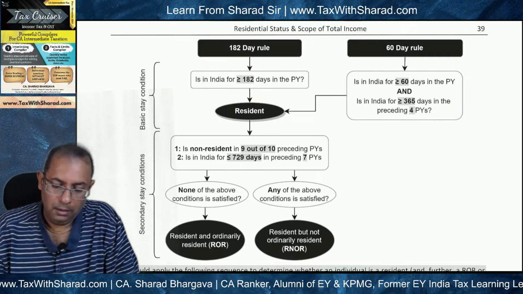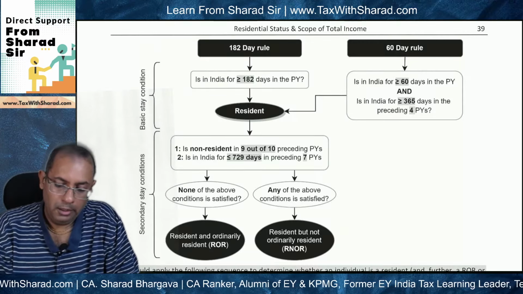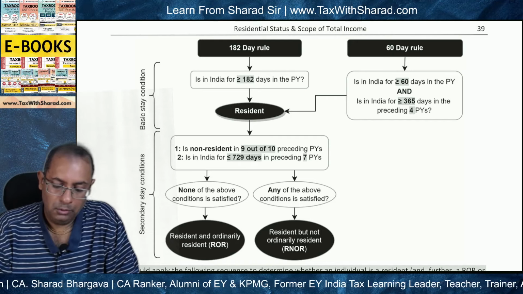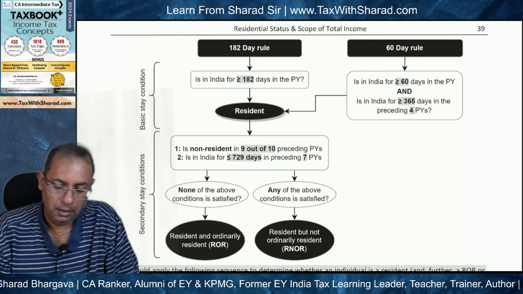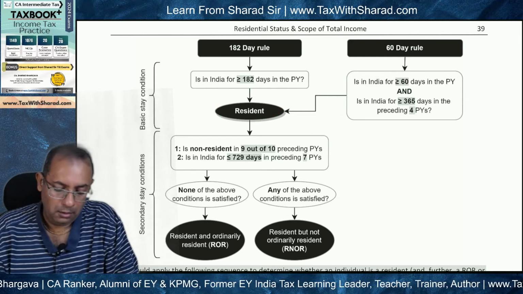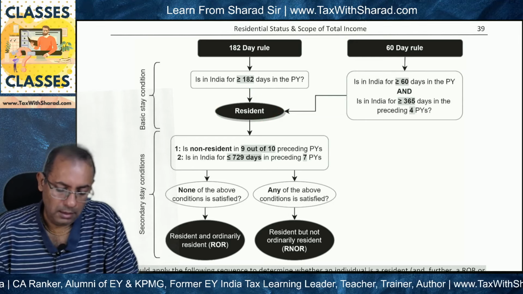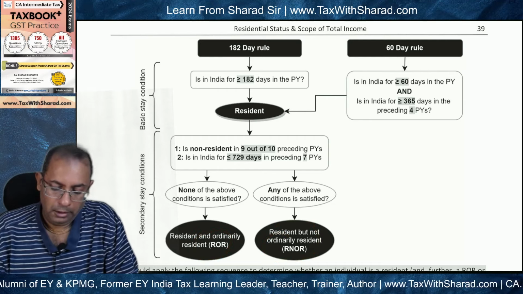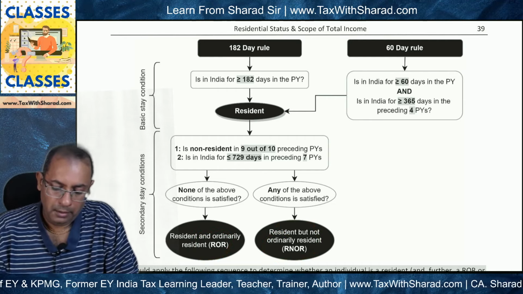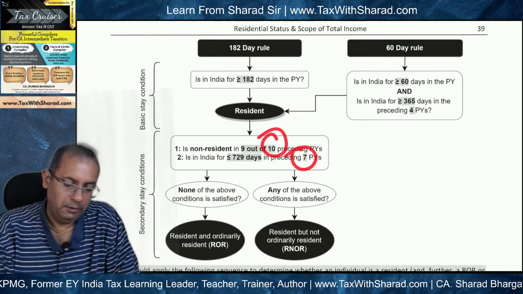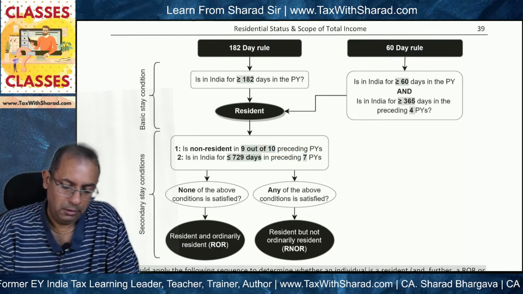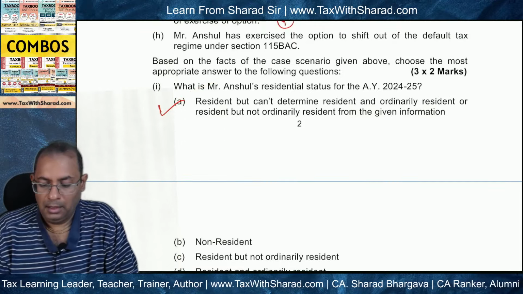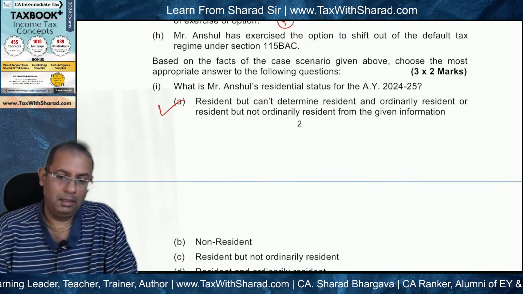Now, if you look at the 182-day rule or 60-day rule, 182-day rule will become applicable. And since he is 182 days or more in the previous year in India, he will be a resident. But to further determine his status of ROR or RNOR, we will need to find out the information for the preceding 10 years or preceding 7 previous years, and this is what is not given in the question. So therefore the correct answer will be he is a resident but can't determine whether he is ROR or RNOR.